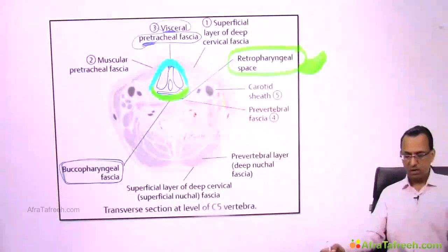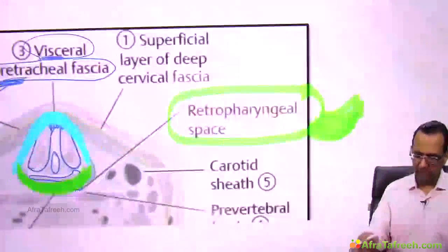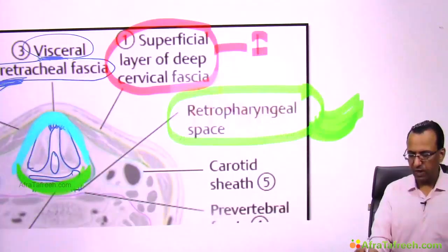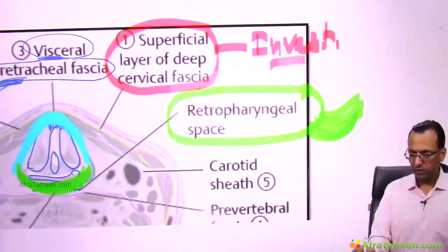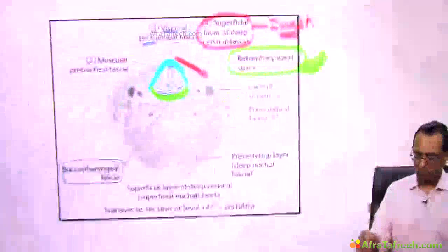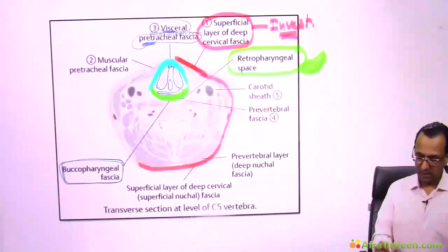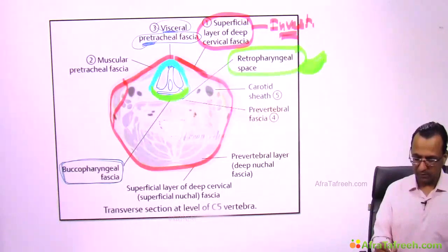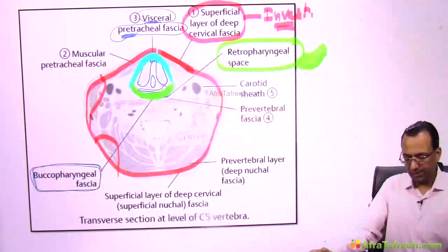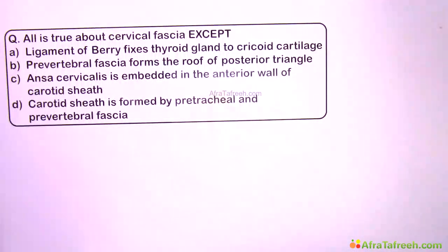Okay. So what was this superficial layer of deep cervical fascia? The superficial layer of deep cervical fascia is nothing but the investing fascia. That was the investing fascia, the most superficial. Yes, most superficial. And it is splitting and enclosing some muscles. Okay, what about the other details? If you want the other details, then you have to look into some other diagrams. Some diagrams will come, but one question has come.